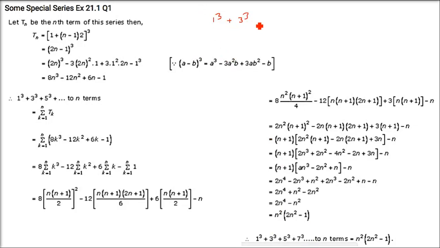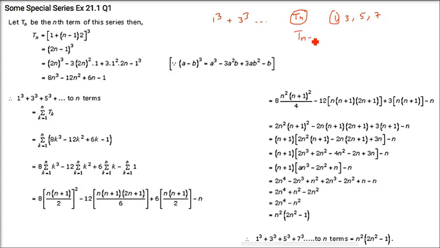So whenever we have a series like this, 1 cube, 3 cube, we have to find out the final term, that is the nth term. Then we will find the nth term, then we can find out the sum of n terms. For example, this is a series. The numbers are 1, 3, 5, 7.